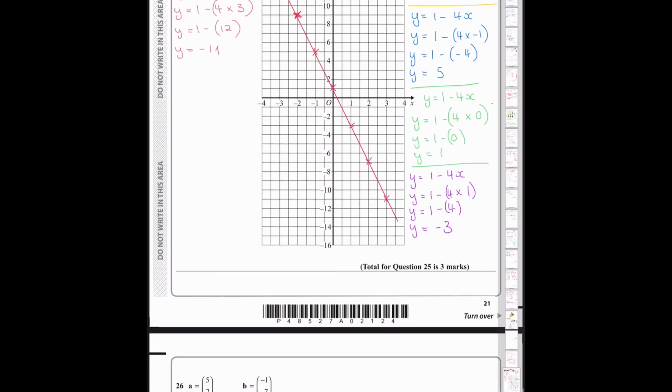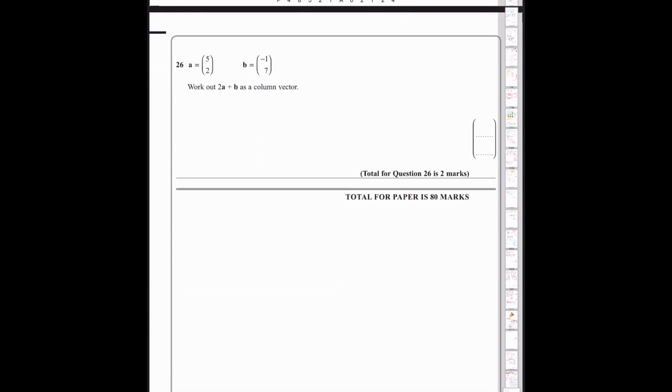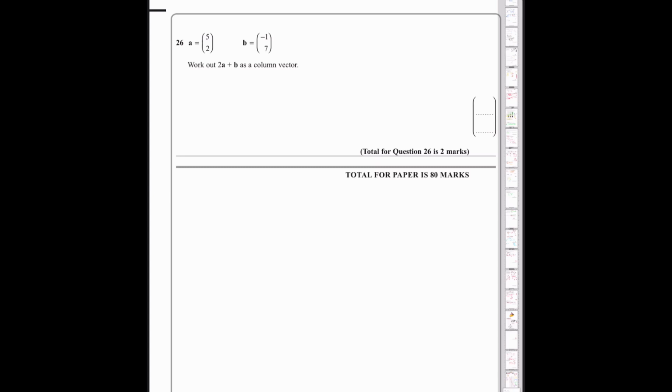Okay, so we're just on the last question. It's the last one, and this is about vectors. Okay, so we've only done a tiny bit on vectors, and I will be uploading some more videos to YouTube as well. Okay, so for this one it says that you've got to work out 2a plus b. Now, a is the vector 5, 2, and b is the vector minus 1, 7. Now, if you've got to work out 2a plus b, that means you're going to have 2 lots of 5, 2, because you've got 2 lots of a, plus minus 1, 7, plus b.